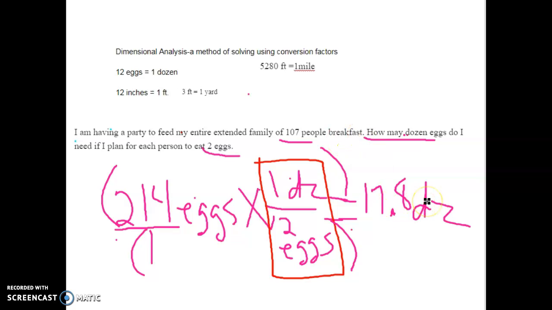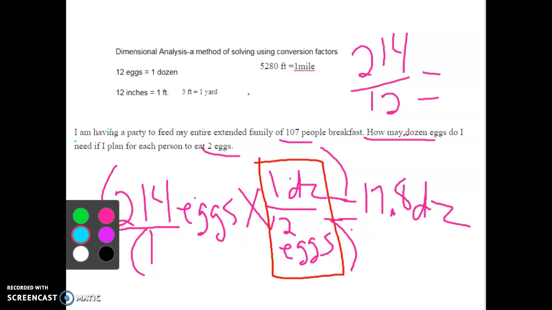And again, I don't want to see you doing this, saying I already know how to find the answer. No, you have to set it up exactly like this so that I have eggs in the top, I have eggs in the bottom.